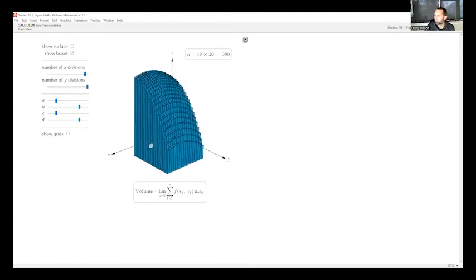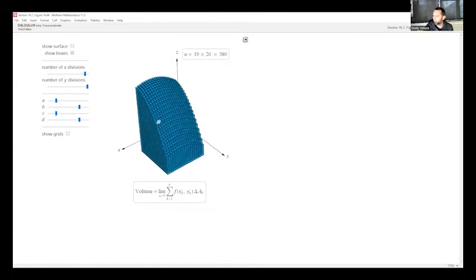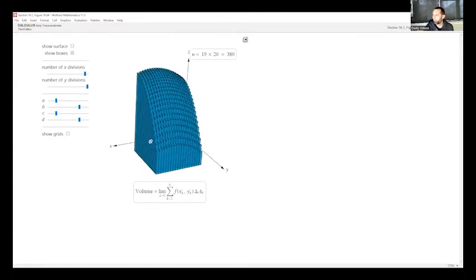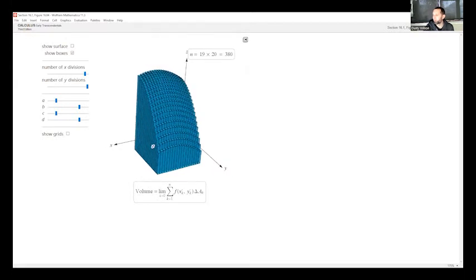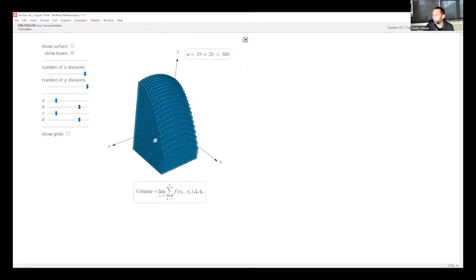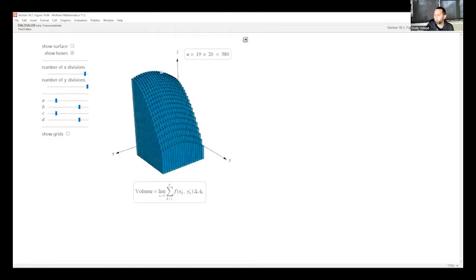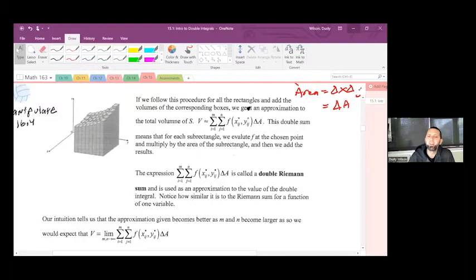Now, we don't really want to be adding up a whole bunch of volumes of boxes, but this very much reminds us of what we've done earlier. And so it gives us hope that all this stuff is going to work just perfectly. Here, notice we're with 380 different boxes, and things look pretty smooth. And you could imagine if we let that number of boxes go to infinity, it would get even better. So our intuition tells us that the approximation becomes better as m and n become large.